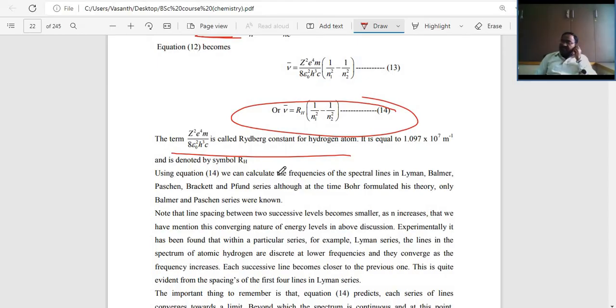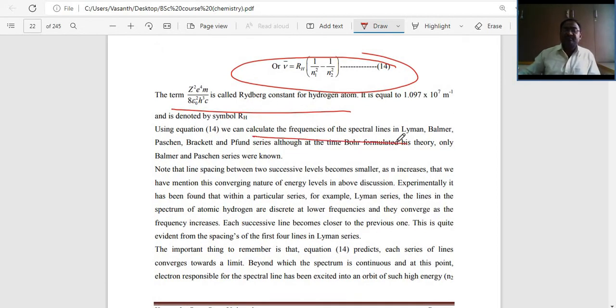That Rydberg equation is used to find the wavelength of spectral lines, where n1 is equal to the lower energy level, n2 is equal to the higher energy level. By considering this equation, we are going to find the frequencies of spectral lines like Lyman series, Balmer series, Paschen series, Brackett series, and Pfund series, although at the time Bohr formulated his theory, in these slides we mention that only the Balmer and Paschen series were known.